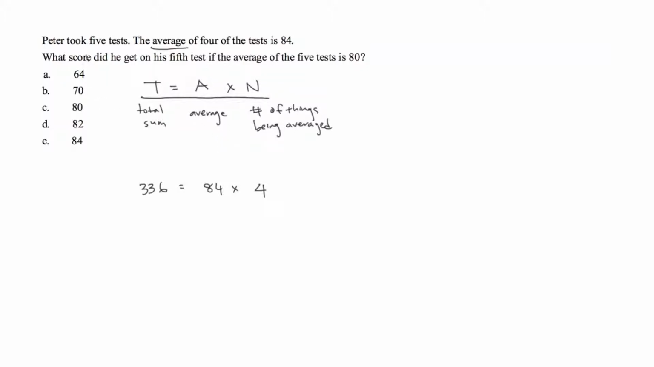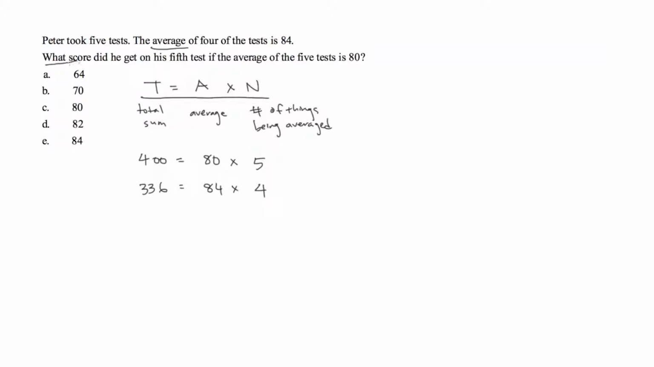Next it said, what score did he get on his 5th test if the average of the 5 tests is 80? So now we have a new number and a new average. And again, if we multiply 80 times 5, this number will represent the total number of points he accumulated over all 5 exams. In this case, that'd be 400.